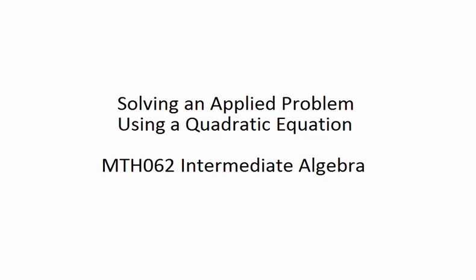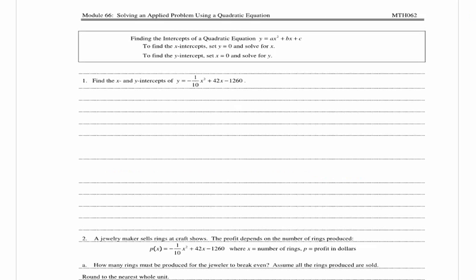In this video, we're going to be solving an applied problem using a quadratic equation. In the box, it tells us that if we want to find the x-intercept, we set y equal to 0. And if we want to find the y-intercept, we're going to set x equal to 0. And we're going to use that in the problems to come.